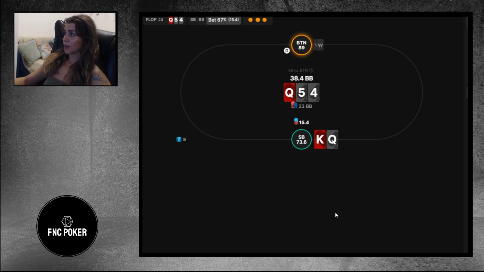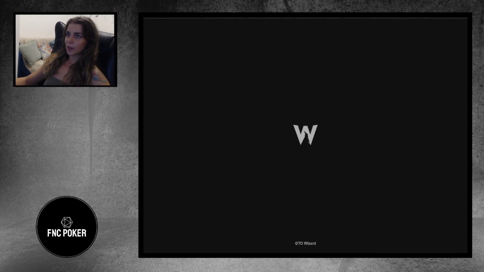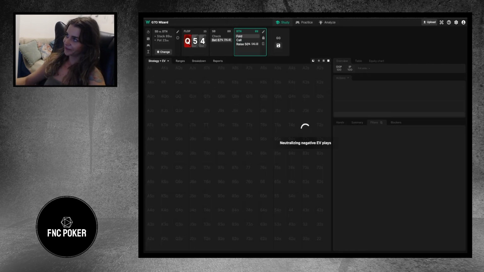Again, I don't really play this strategy in practice, so I don't mind necessarily making this mistake, but I think we figured out the concept that's going on. And the rule of the series: every time we make a mistake, we open the solver and see what went wrong. I think I have a good guess though.